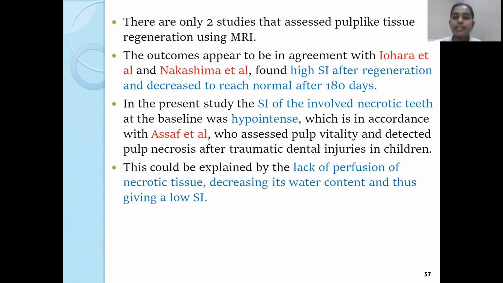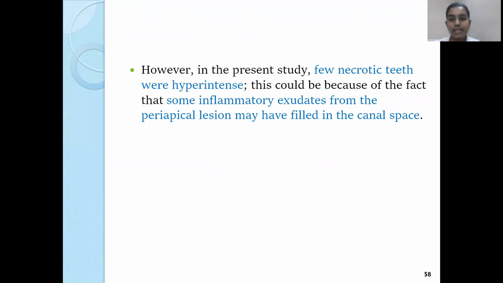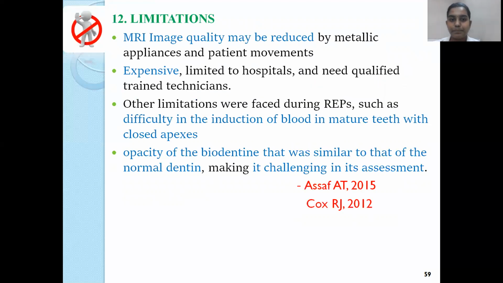In the present study, the signal intensity of the involved necrotic teeth at the baseline was hypointense, which is in accordance with Asaf et al., who assessed pulp vitality and detected pulp necrosis after traumatic dental injuries in children. This could be explained by the lack of perfusion of necrotic tissue, decreasing its water content, and thus giving a low signal intensity. However, in the present study, few necrotic teeth were hyperintense. This could be because some inflammatory exudate from the periapical lesion may have filled the canal space.